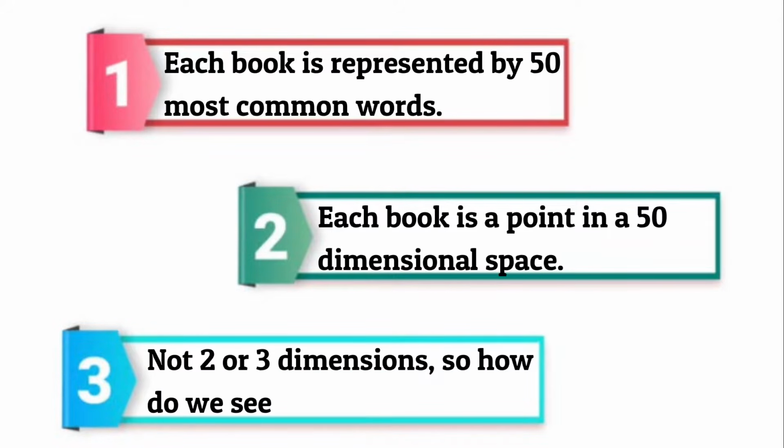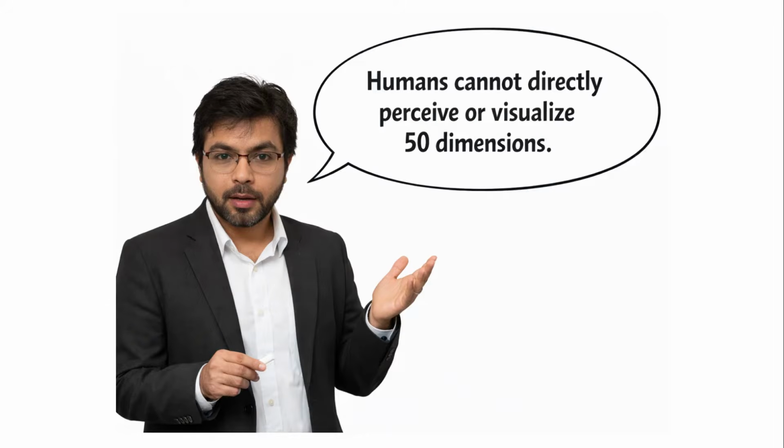So now we're no longer in 2 or 3 dimensions, which raises the obvious question: how do we see anything in 50 dimensions? 50 dimensions isn't something we can actually picture, so even if two authors write very differently, we can't really see how their books are positioned in this space.